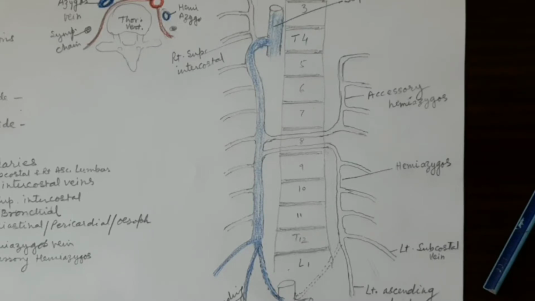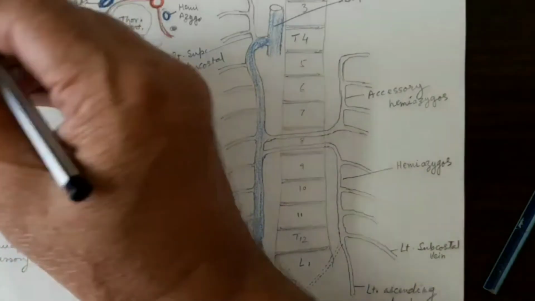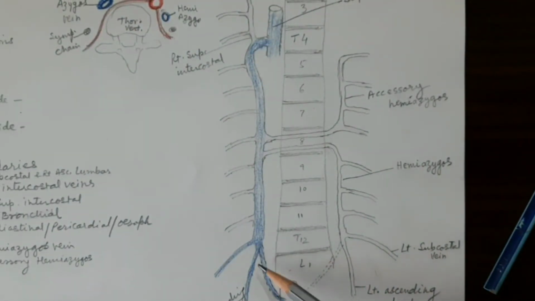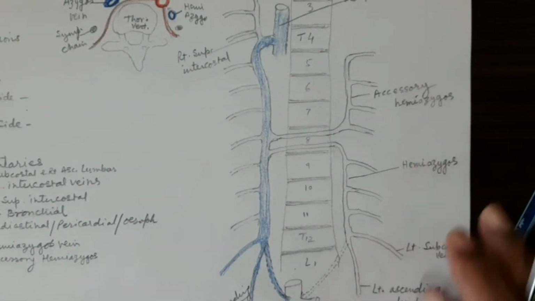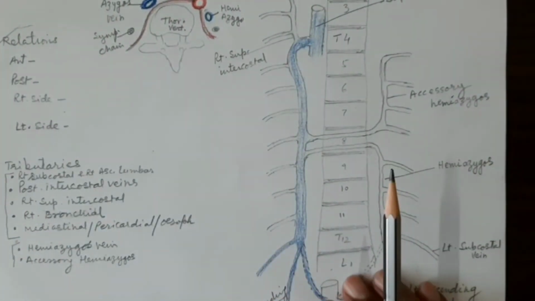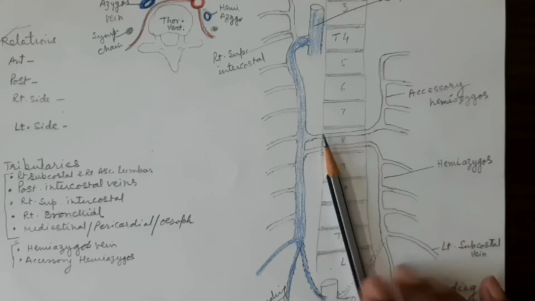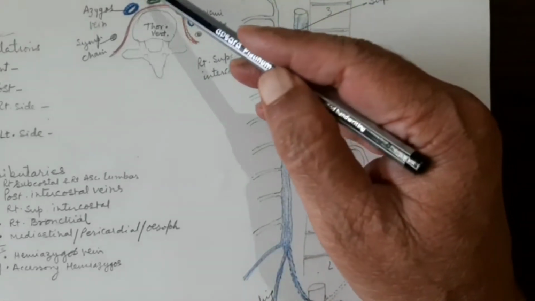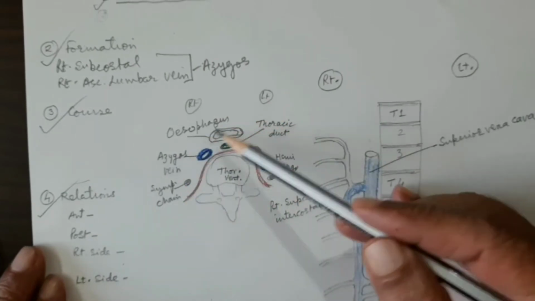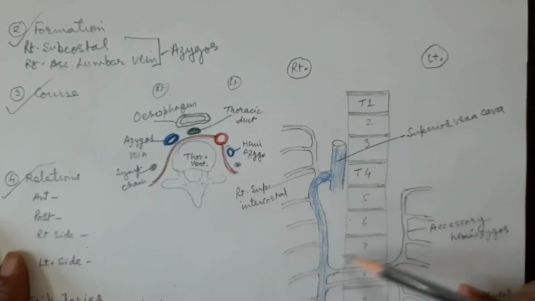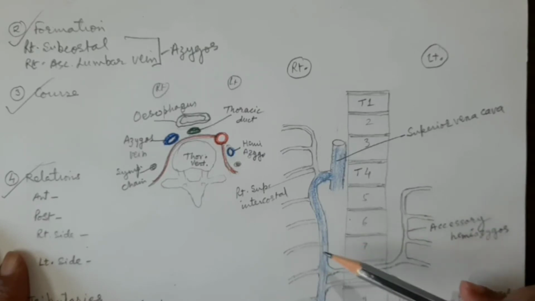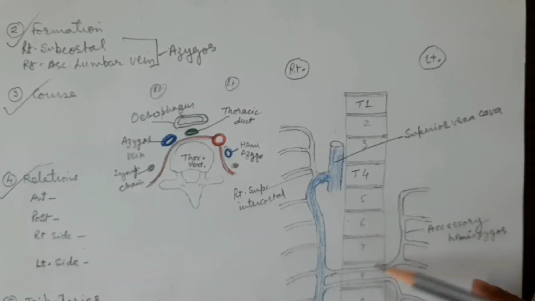Let us now come to the relations. We have seen the course from its formation to its opening into the superior vena cava. Let us see the anterior relation first, and that can be better understood with this diagram, a cross section of thoracic vertebrae somewhere at the 5th, 6th or 7th level.